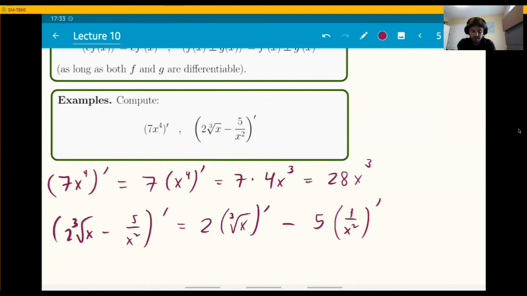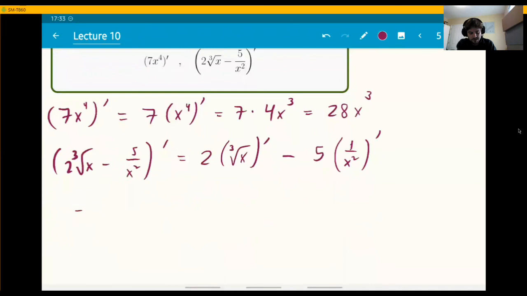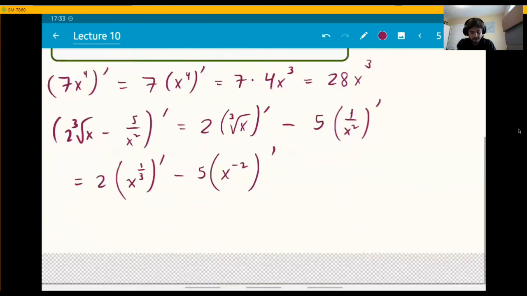So you see that this was a combination of both rules. I also distributed the derivative inside of each term being subtracted right here. Now we just have to compute this. Instead of writing cube root of x, I'm going to write x to the 1/3. Instead of writing 1 over x squared, I'm going to write x to the minus 2. So that now we can apply the power rule.